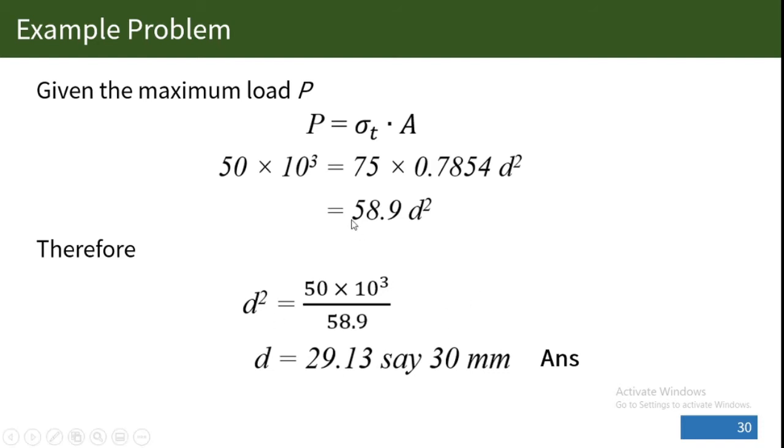So from this line, we get d squared is equal to 50,000 divided by 58.9. So we'll get the square root of the evaluated value. Then we get 29.13. So 29.13, we round this off to the nearest tens value. So say that the required diameter of the link stack is 30 millimeters. So our final answer is 30 millimeters.